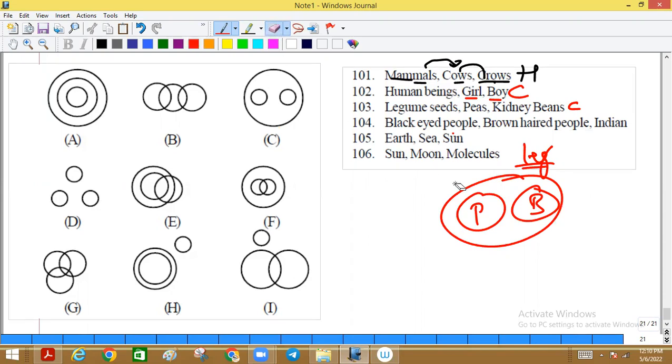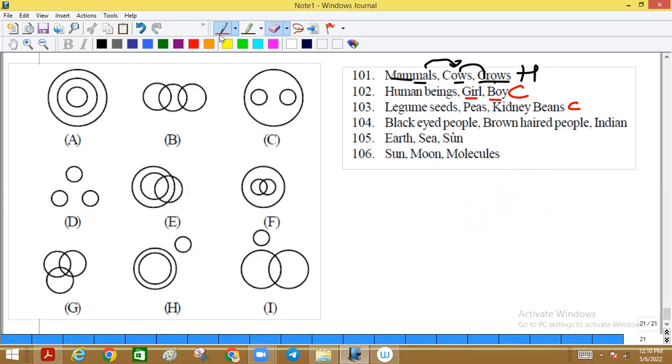I think you know kidney beans. What do you call kidney beans in Telugu? Rajma in Hindi. Not beans, kidney beans, in the shape of a kidney. The bean is in the shape of a kidney. Horse gram.